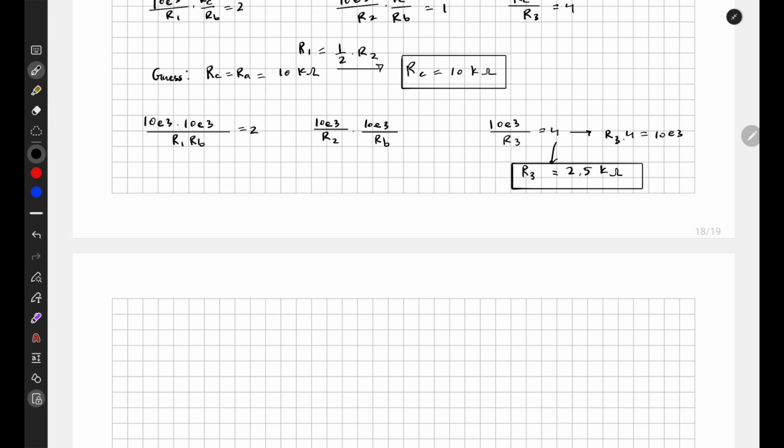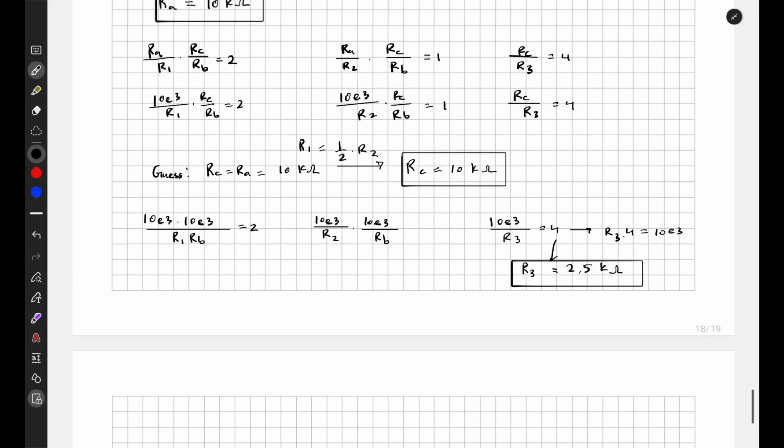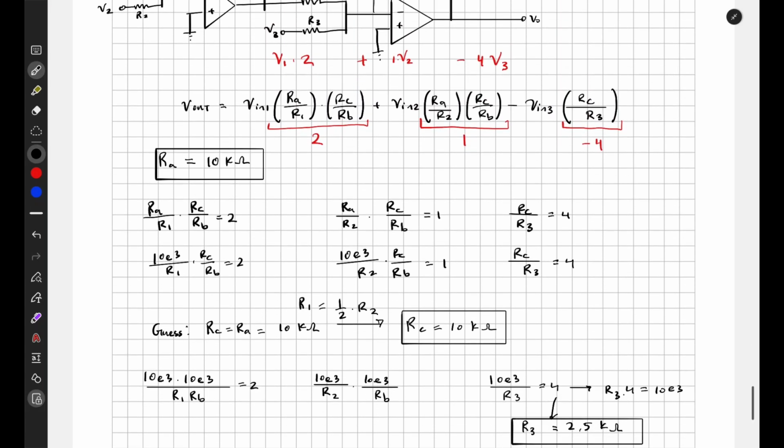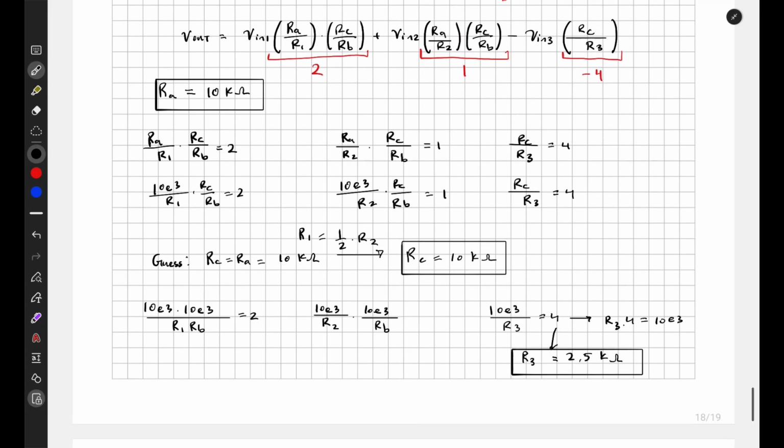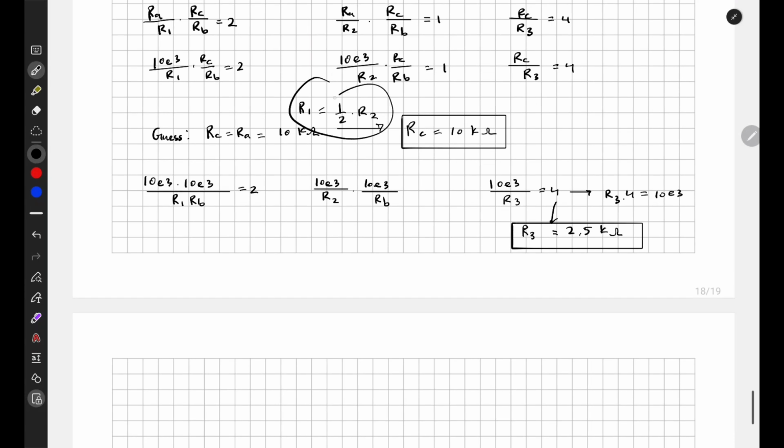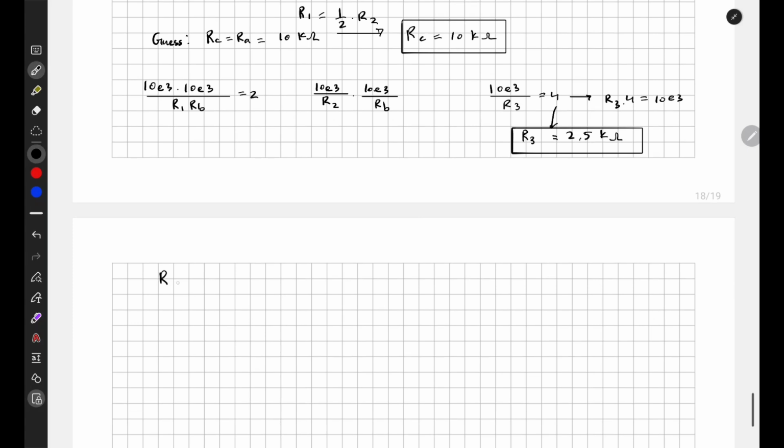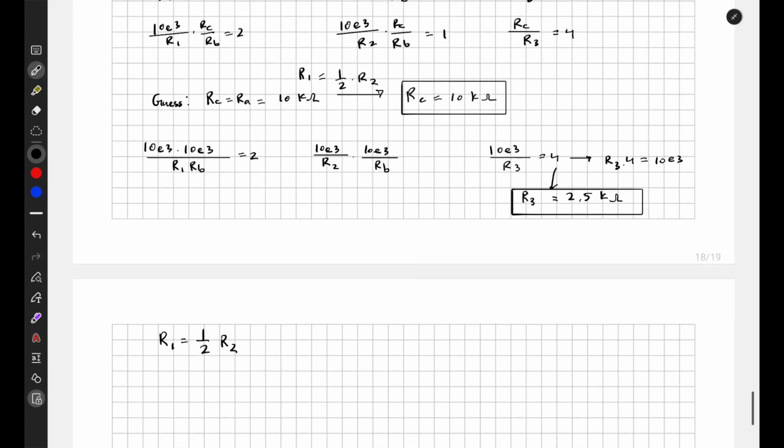Okay, yeah, and then so we have solved for R3, RC, and RA. I think we can solve for R1 next. Yeah, because we talked about how R1 is just 1/2 of R2. So actually, in order to do that, we need to solve for R2 first. R2, and so let's compare.